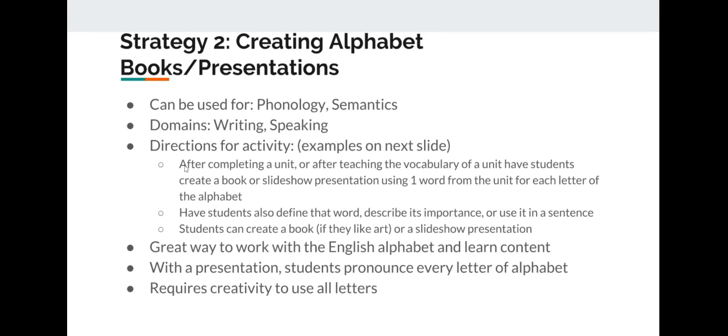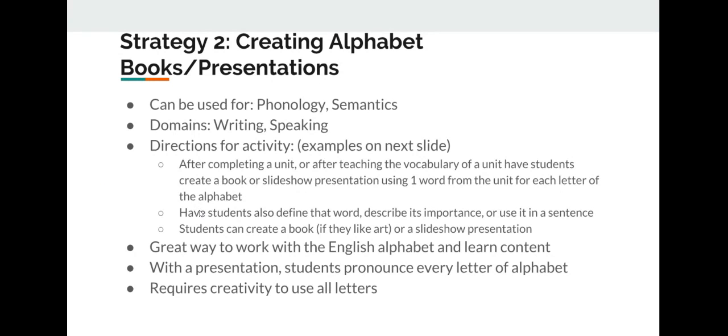So the directions for this activity, and again, I have examples on my next slide that I'll go over, is that either after completing a unit or at the beginning of the unit when you teach the vocabulary of that unit, have students create a book or a slideshow presentation using one word for the unit for each letter of the alphabet. So if it's a unit about fruit, A is for apple, B is for banana, and so on and so forth.